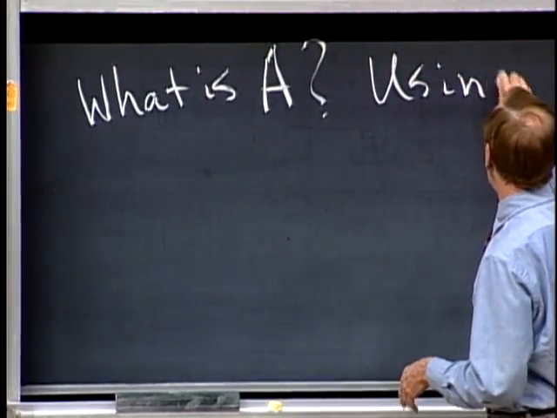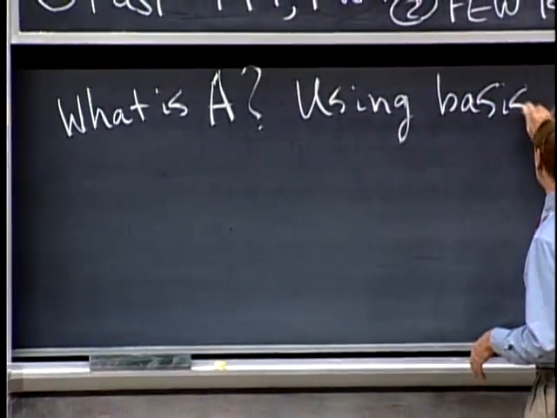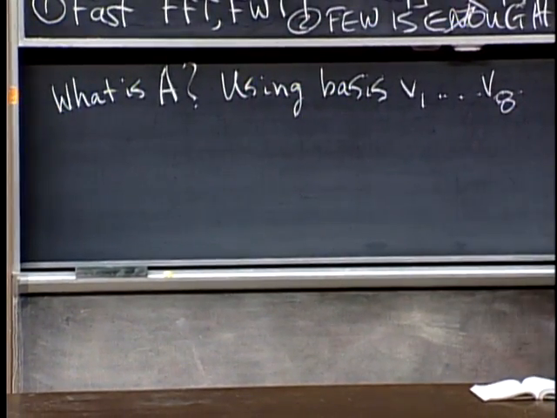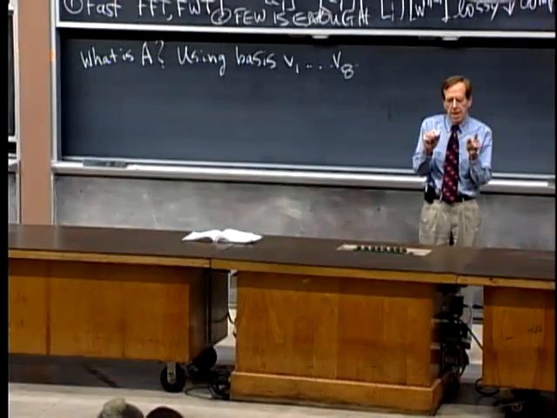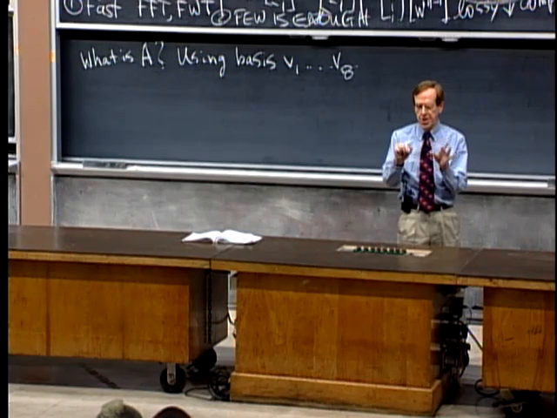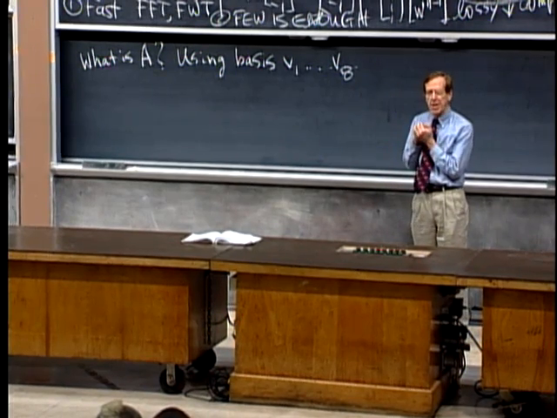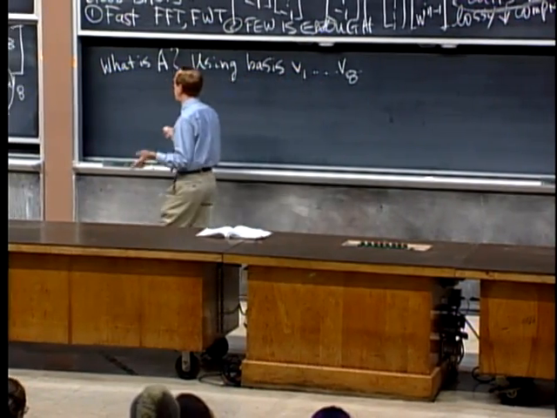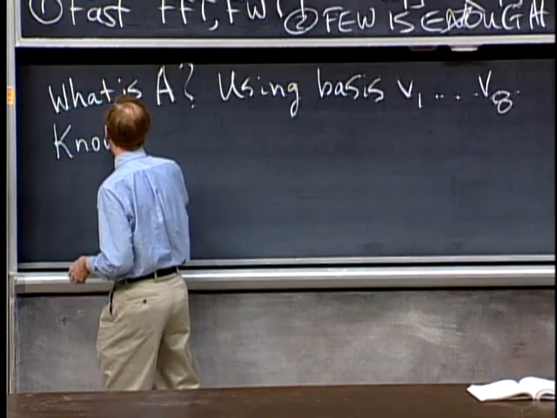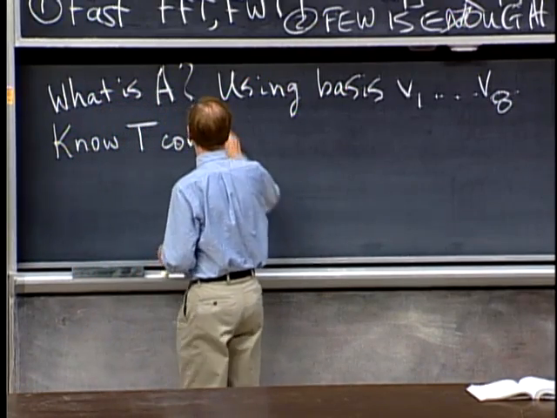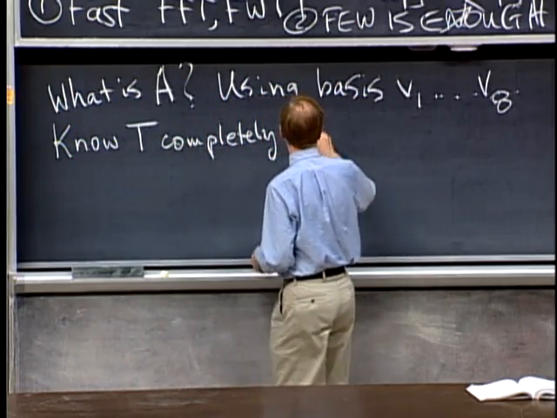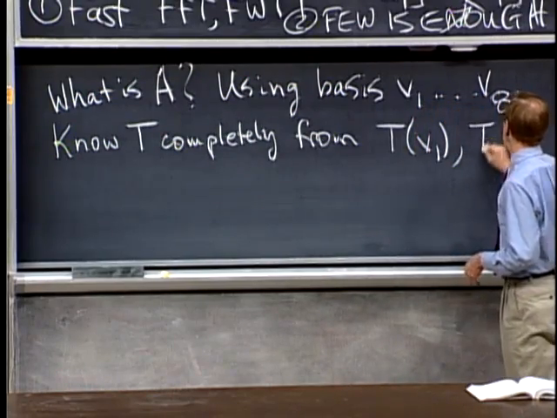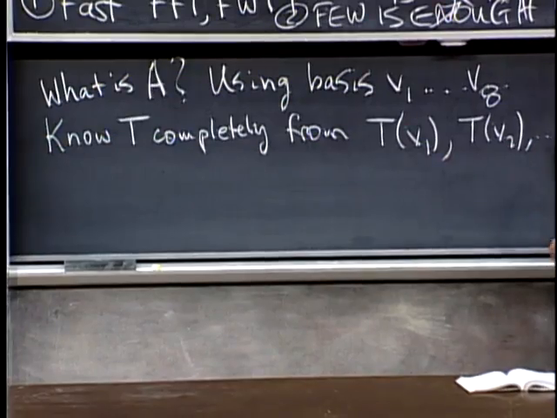Using a basis V1 up to V8. Okay, what's the point? The point is, if I know what the transformation does to those 8 basis vectors, I know it completely. I know T. I know everything about T. I know T completely from knowing what T does to V1, what T does to V2, what T does to V8.